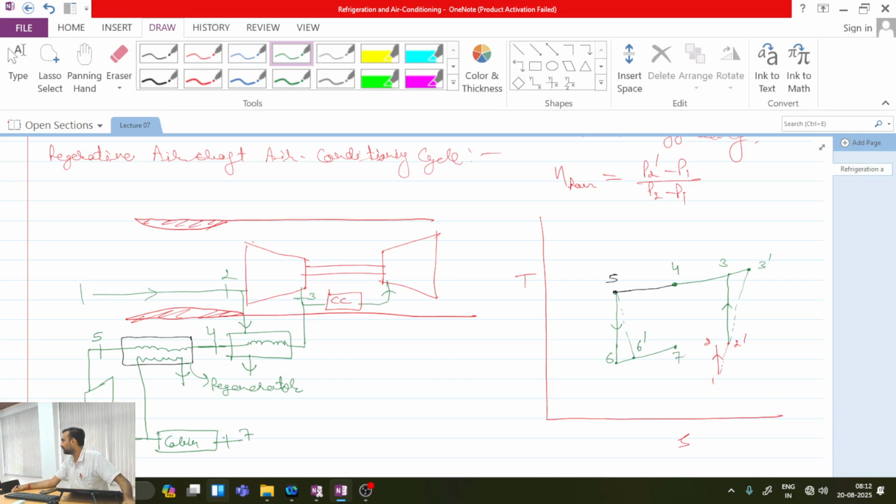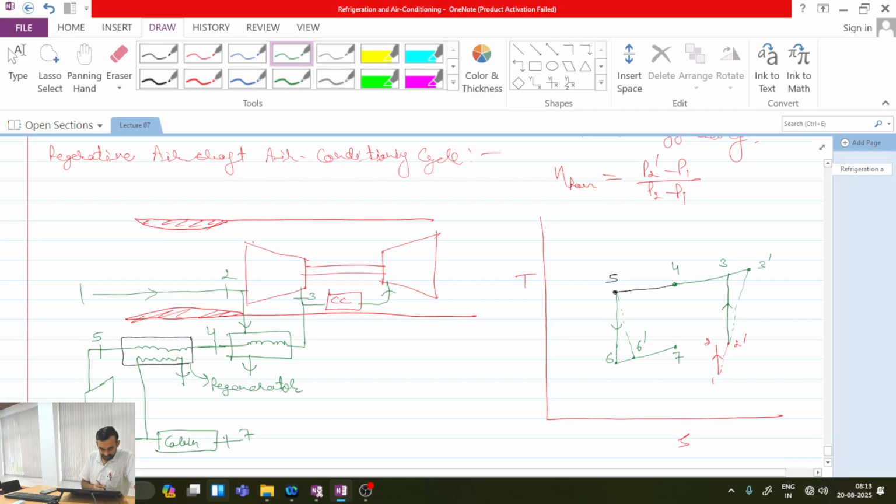Are all clear with this cycle? So this type of cycle is nothing but called the regenerative aircraft air conditioning cycle. Okay. The only benefit over here is that whatever cooling air we are using is only employed for further cooling of the working fluid from 4 to 5 in the regenerator type heat exchanger. Is this clear? But there is a small penalty.